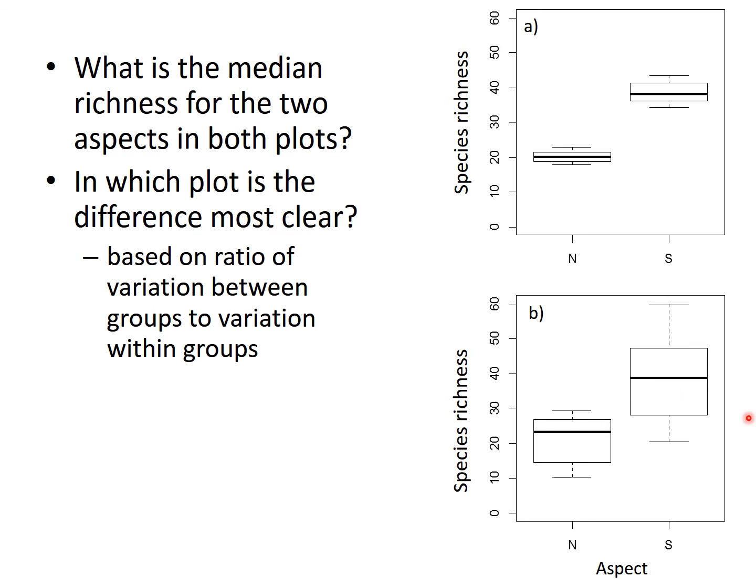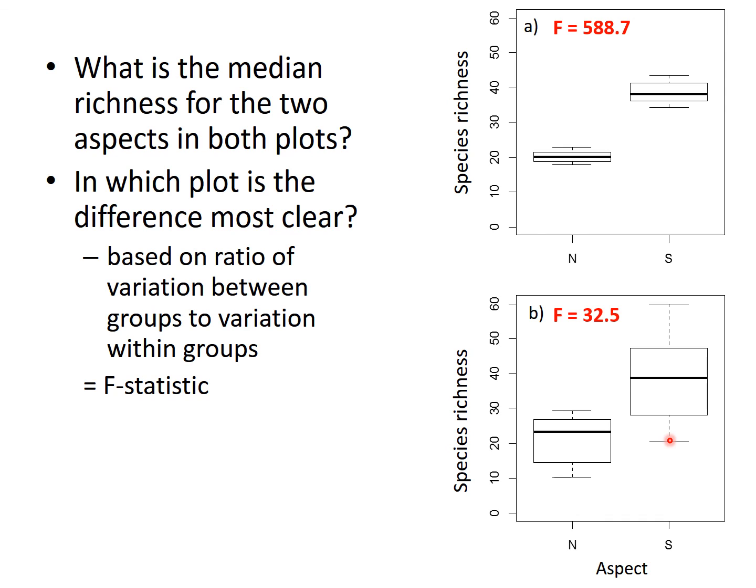Okay? So in other words, what we can do is we can look at the ratio of variation between groups to variation within groups. Okay, so variation between groups here is the difference between north and south, and the variation within groups is this for the north and here for the south. Okay. And this ratio of variation between groups to within groups is what is used to calculate the F statistic.